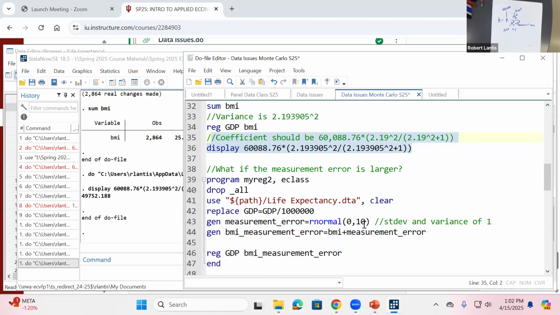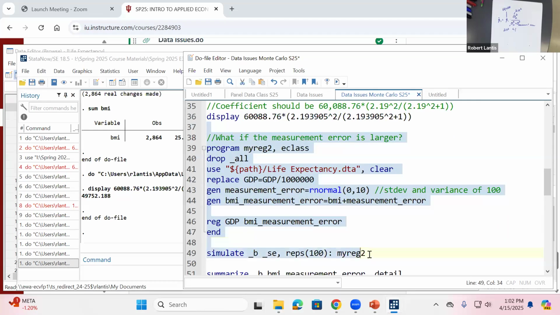Now, what if I make that measurement error quite a bit larger? So here, this is my standard deviation. So back here, my variance would be 100, or my standard deviation would be 10. Okay? So it's my second program. I'm just going to create another program that does the exact same thing, but the random error is a little bit more spread out. So what should happen to our attenuation bias?